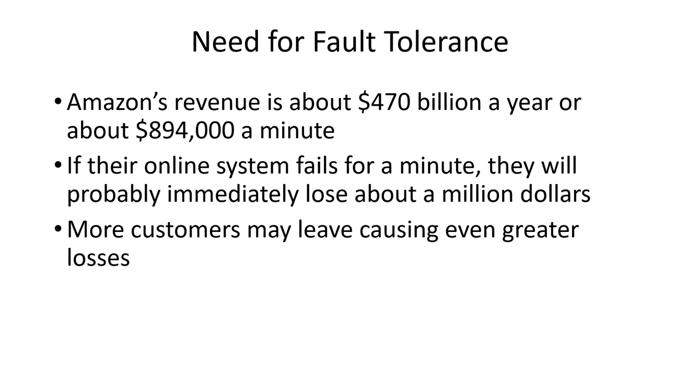A lot of companies, particularly those running things online, are doing an awful lot of business. I went out and checked Amazon. Amazon is making $470 billion a year. That comes out to $894,000 a minute. So if the system fails for just a minute, they lose about $1 million. In fact, they probably lose a lot more because that's sales. You've got people out there looking at things who might be bounced off or get discouraged and go shop someplace else. So almost any of these systems.